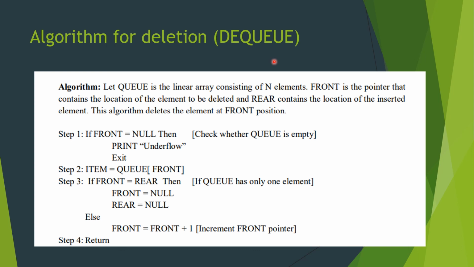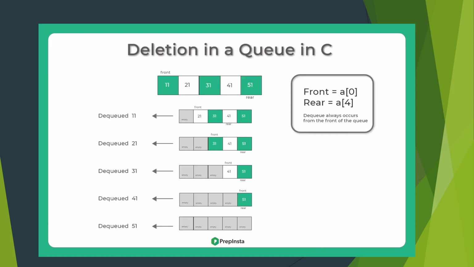Here it copies the front element to an item variable. Then go to step 3. If the front is equal to the rear, that means the queue has only one element, so both are in the same position, so the front is equal to null and the rear is also null. Or else increment the front pointer, then return. This is the algorithm for deletion.